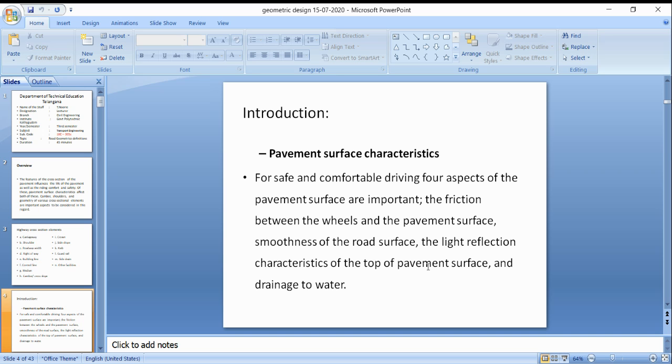For safe and comfortable driving, four aspects are required. The first is the friction between the wheels and the pavement surface. The friction developed between the wheels and the pavement surface should be good, so that whenever the brake is applied, it gives enough friction for the vehicle to stop. For that, the contact between the wheels and the pavement surface should be perfect. Then comes the smoothness of the road. If the road is too rough, the petrol consumption will be more.